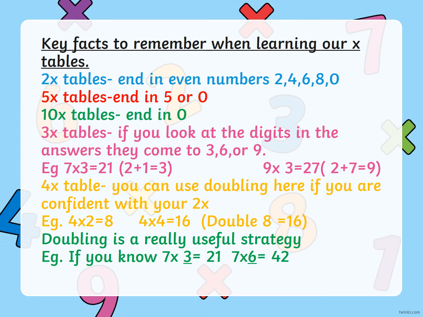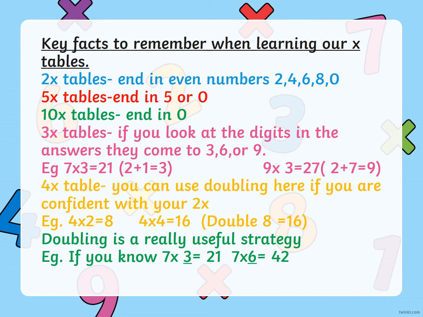The 4 times table. Now, you can use doubling here if you are confident with your 2 times table. 4 times 2 is 8. So 4 times 4 would equal 16 because double 8 is 16.